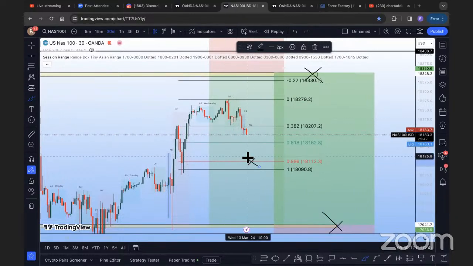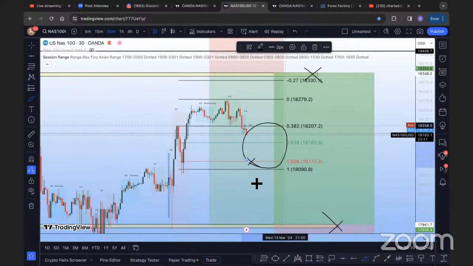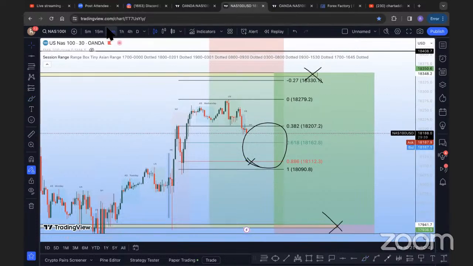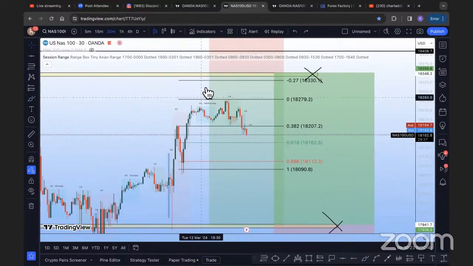But typically, if we're looking for a scalp or an intraday position just to capture a small piece of this range, using the intraday 30-minute, 15-minute, 1-hour ranges or 1-hour structure, that's going to be the easiest way to find those scalp entries and just sort of get in and out.